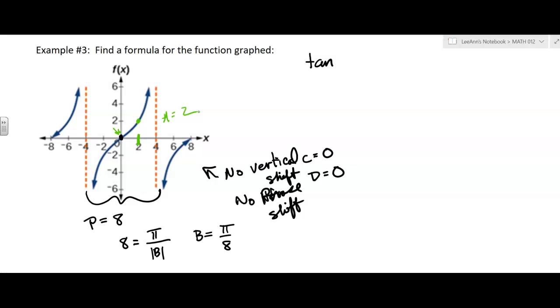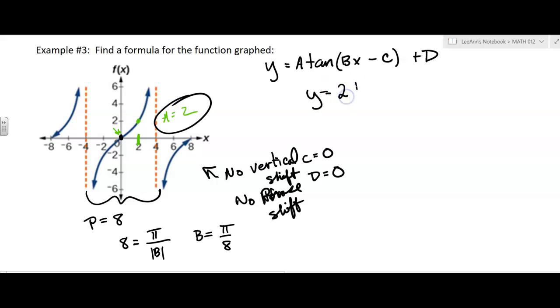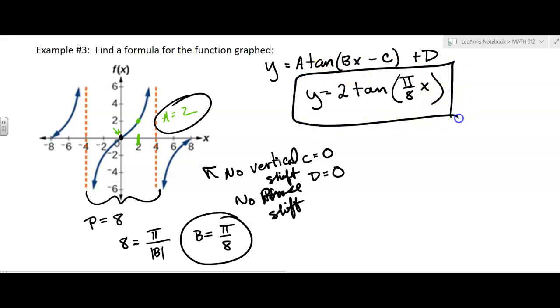Okay, so now we're going to follow the form y equals a tangent bx minus c plus d. But c and d are 0, so y equals a, I know is 2, tangent, and then I do have a b right there. So it's going to be pi over 8x. And then that's going to be it because c and d are 0. Okay? So that one's not too bad.